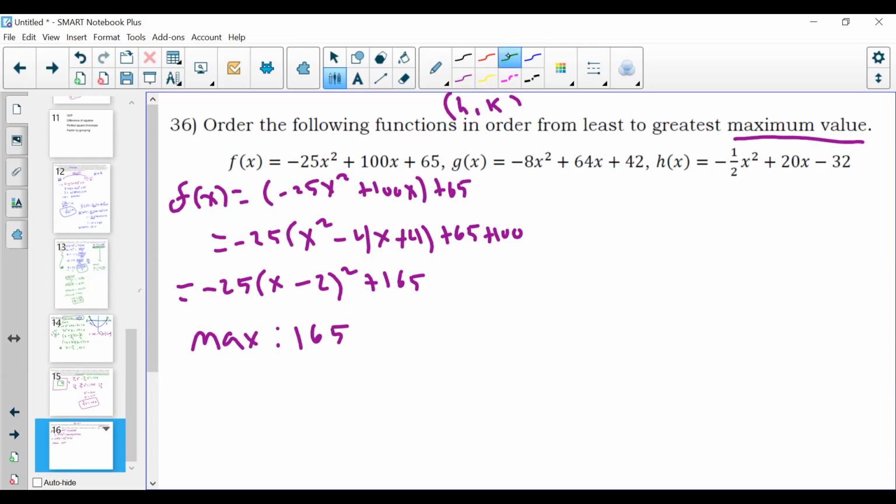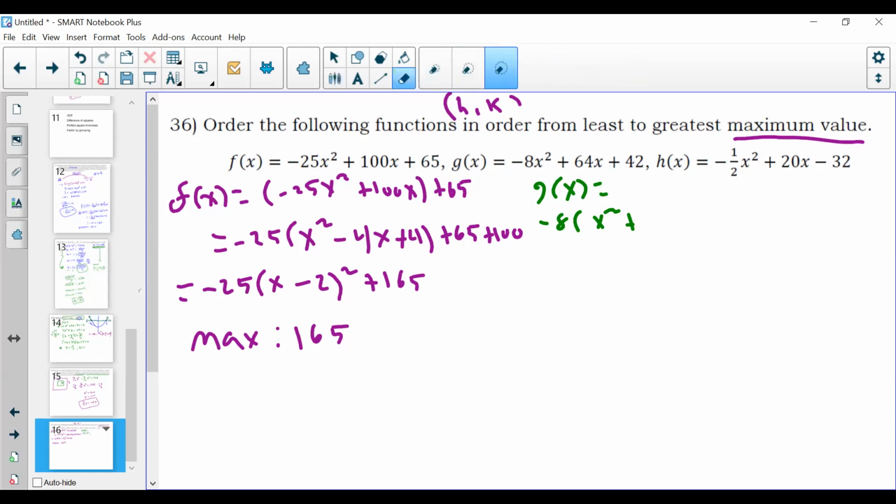And then we're going to go on to do the same thing for g of x and h of x. So for g of x, we'll do the same thing. Isolate the first two terms and factor out the a value. So you get -8 x squared plus 8, or minus 8.